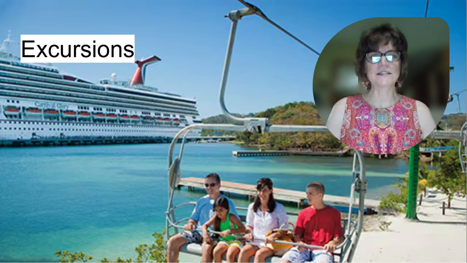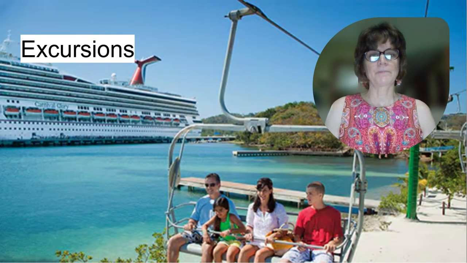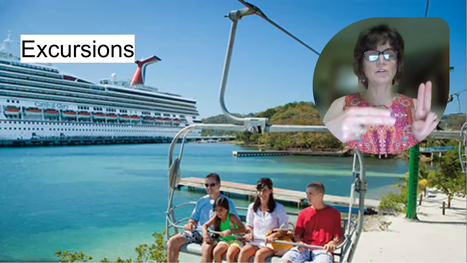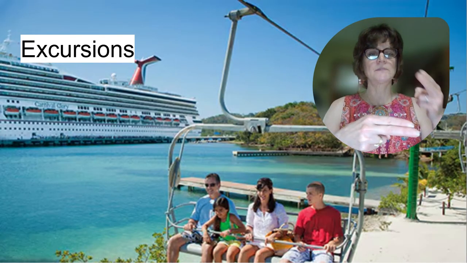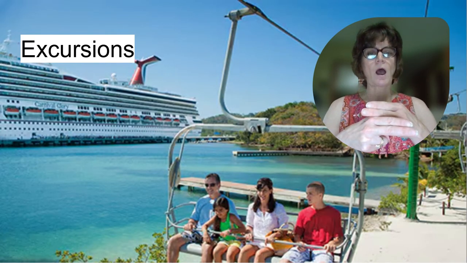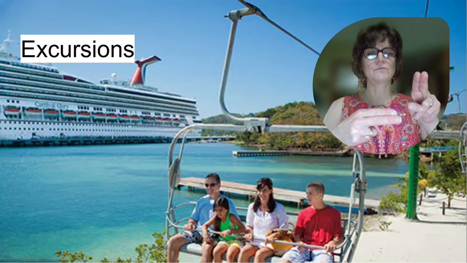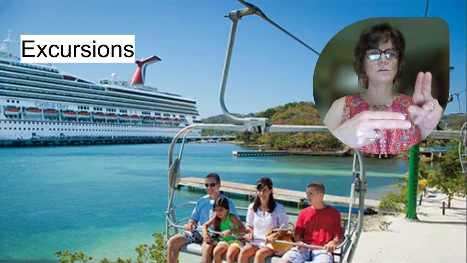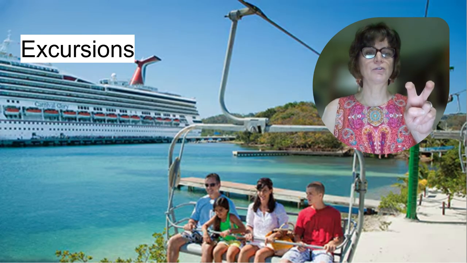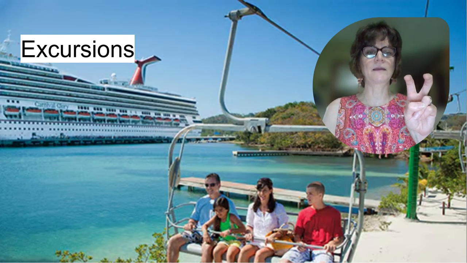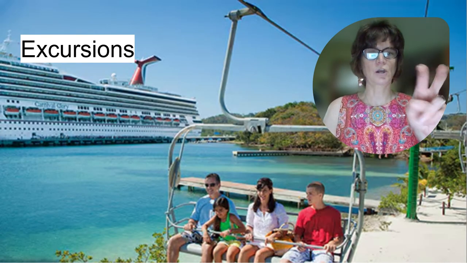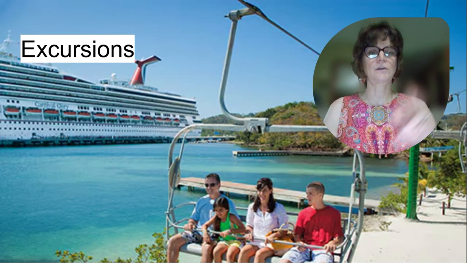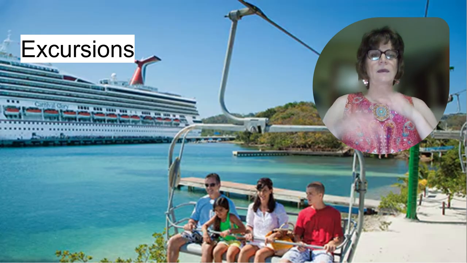Another way is to sign short trip. For short, you have two H hand shapes. Your dominant hand's going to go at the top where your knuckle is, and then you're going to shave it off. Short, short, and then trip with your dominant hand, make a double X hand shape. Excursion.